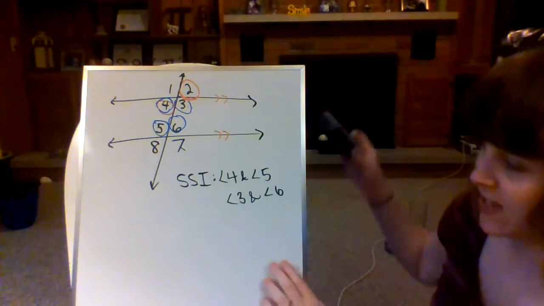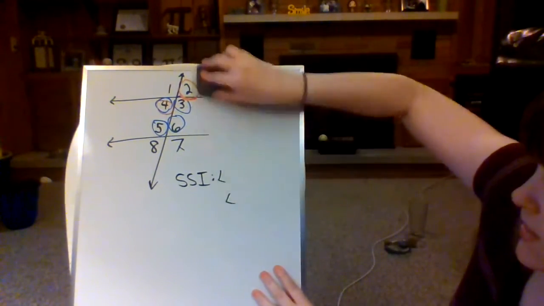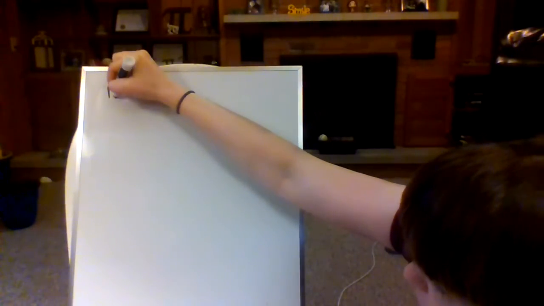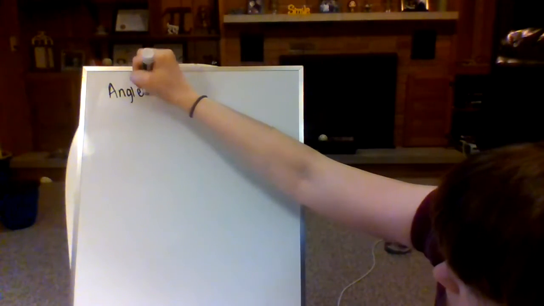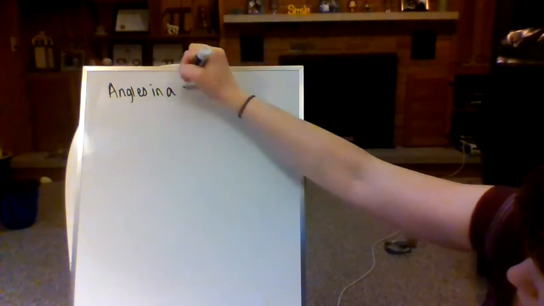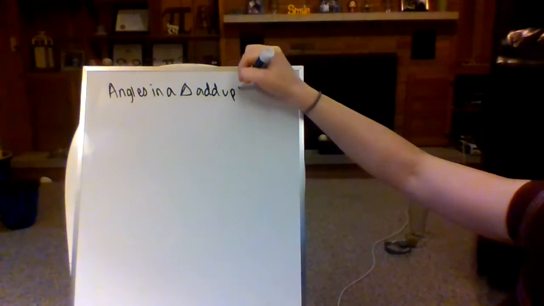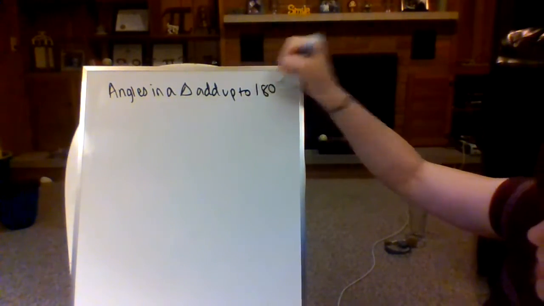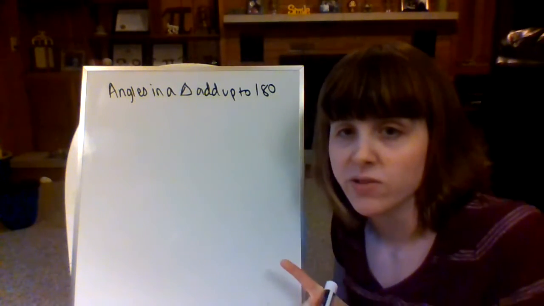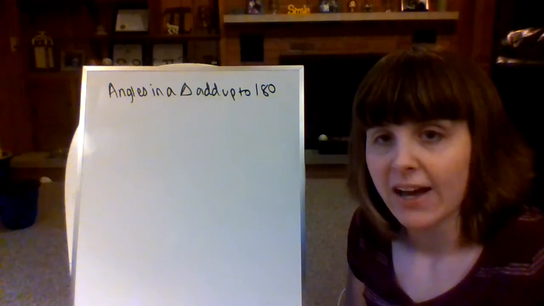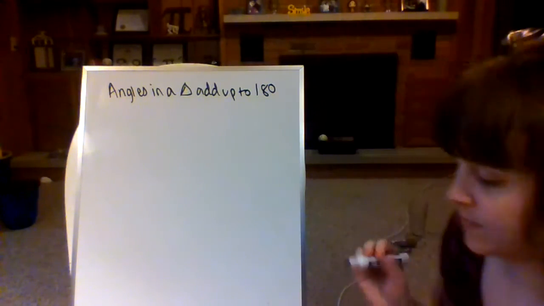Now we're going to move on to the idea that the angles inside a triangle add up to 180 degrees. I hope that you remembered that. So the angles in a triangle add up to 180. So if you have 2 angles in your triangle, you can easily find the third one by adding up the 2 that you have and subtracting from 180.